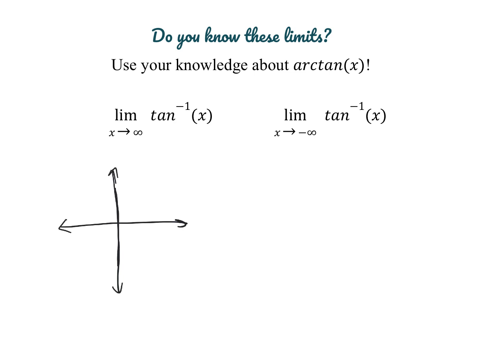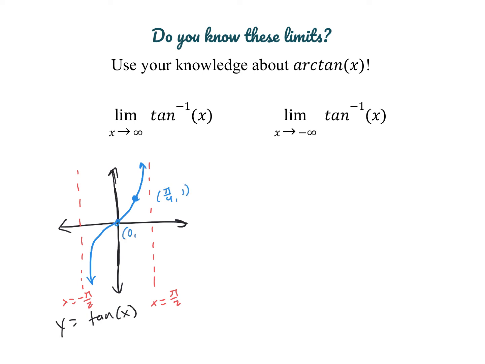So this is tangent of x. So remember, for tangent of x, for one period of it, we have vertical asymptotes at x equals pi over 2 and x equals negative pi over 2, and our graph looks something like this. With a couple key points that might be useful for us, we have pi over 4, 1, 0, 0, and then negative pi over 4, negative 1.